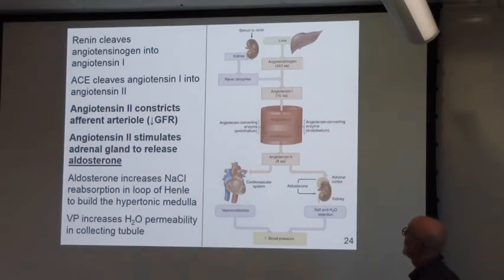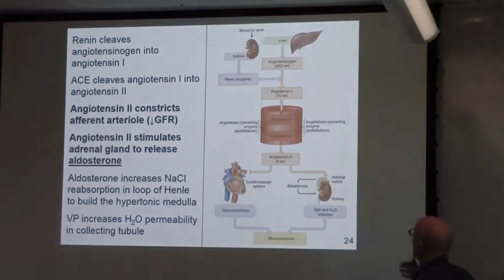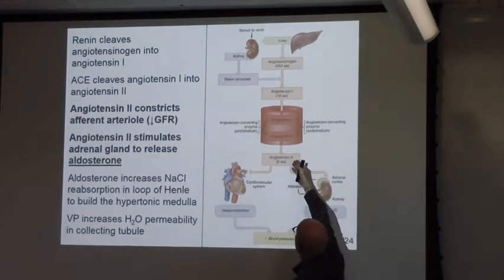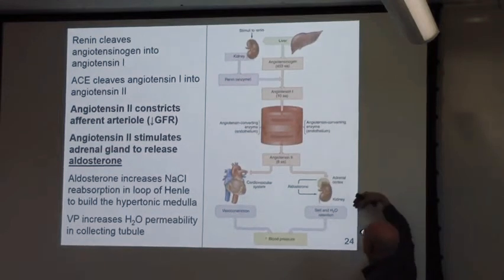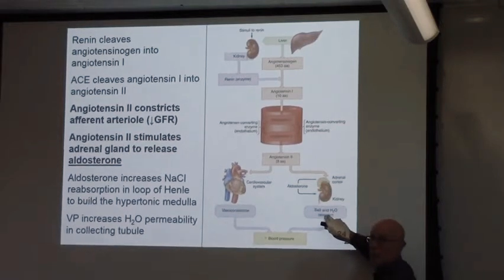This is another review slide that is just a cartoon version. There is the liver producing angiotensinogen. There's the kidney producing renin, the juxtaglomerular cells. There's the cut of angiotensinogen to angiotensin 1. There's the angiotensin converting enzyme converting angiotensin 1 to angiotensin 2. There's angiotensin 2 telling the adrenal to make aldosterone and turn on the sodium transporters in the ascending limb of the loop of Henle.